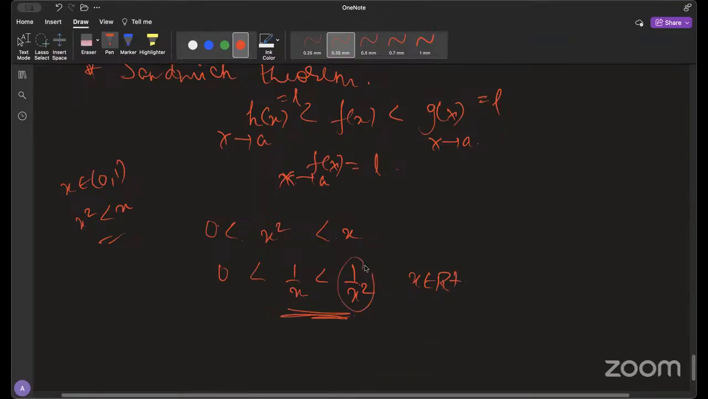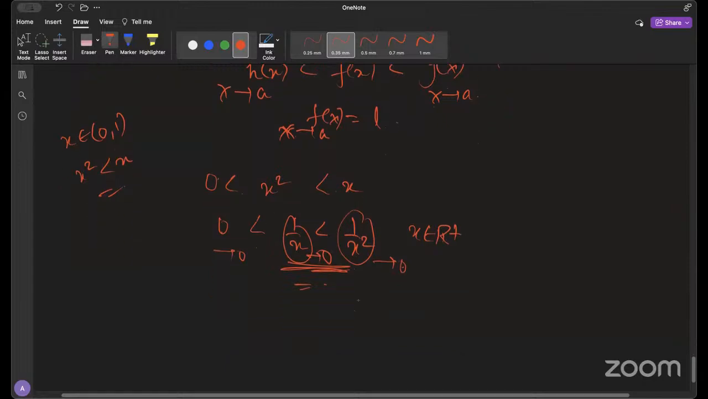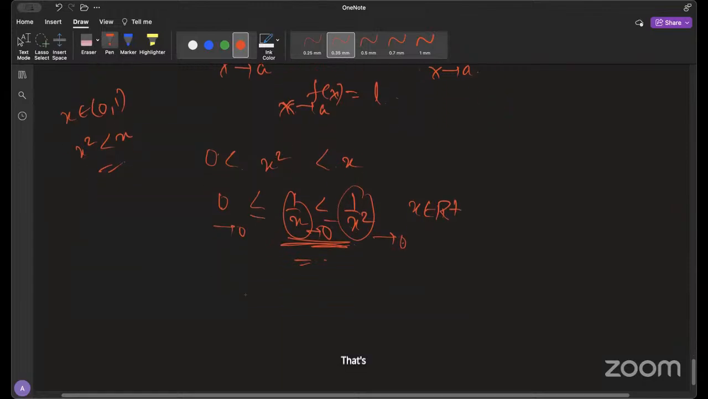And let's just say that this thing goes to 0, and this is also going to 0, so this thing also goes to 0. That's how your sandwich principle works. How did you get 1 by x in the middle?